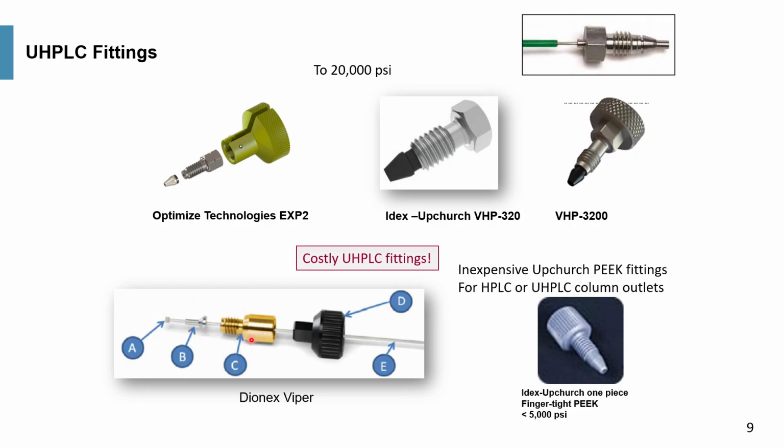However, they don't use ferrules and they use a kind of flanged tubing, right? So each of these tubings must be purchased. I mentioned that the best fitting for HPLC below 5,000 psi is this Upchurch one-piece fitting, and it's also recommended for use on the outlet of a UHPLC column.